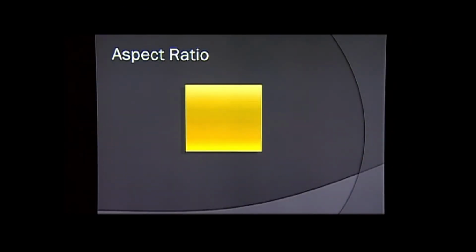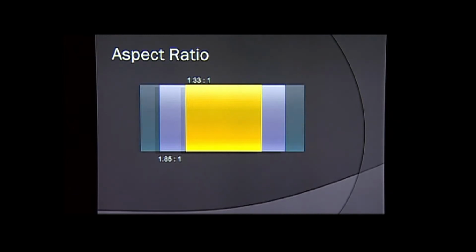Now, let's start with the first aspect ratio, which was a little squarish in nature. It was called the 1.33:1 ratio. Later, that became a little wider and was called the cinemascope ratio, or the 1.85:1 ratio. It got even further and the ratio was struck at 2.35:1, which is the ratio that we usually see in theaters.